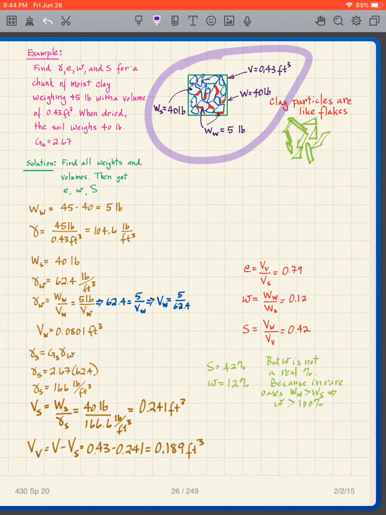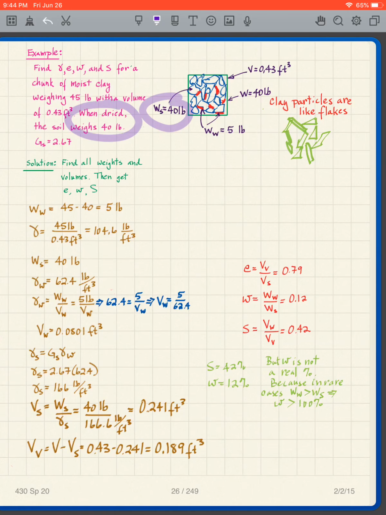Now, this is the solution. We're saying that the weight of the solids is 40 pounds. How do I know the weight of the solids is 40 pounds? Because when dried, it weighs 40 pounds. So that's the weight of the solids.